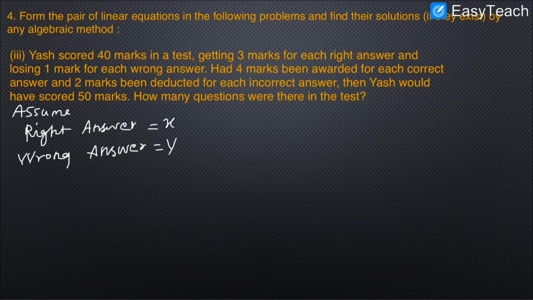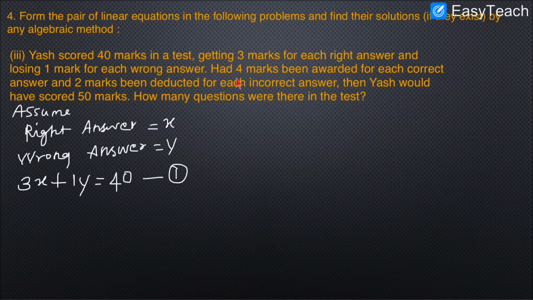So let me write, let us assume the right answer be x and the wrong answer be y. According to the question, Yash scored 40 marks in the test, getting 3 marks for each right answer. So 3 marks for each right answer, which is 3 into x, plus 1 mark for each wrong answer, which is 1 into y. The total marks she got is 40. This is our first equation.